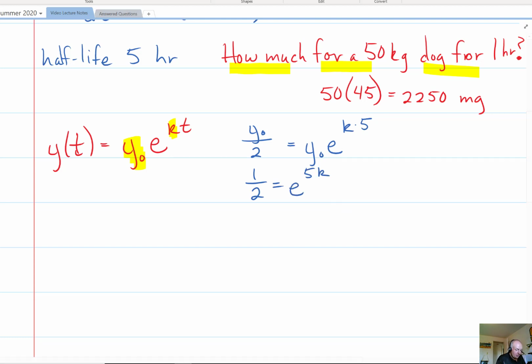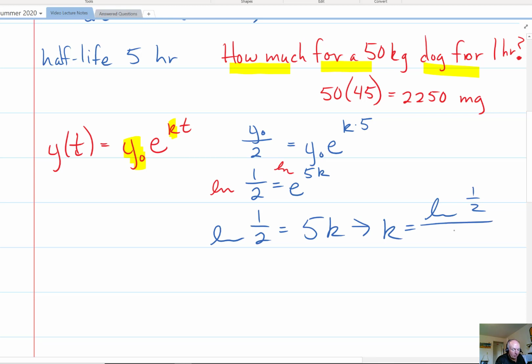We take the natural log of both sides. If you remember your natural log, so we'll squeeze that in there. So the natural log of 1/2 equals the natural log of e to the 5k, which is just 5k. So this tells me k is going to equal the natural log of 1/2 divided by 5. So let's throw that into our calculator real quick and see what k is. And if our calculator has done everything correctly, we should get k is negative 0.139, rounding to 3 decimals.